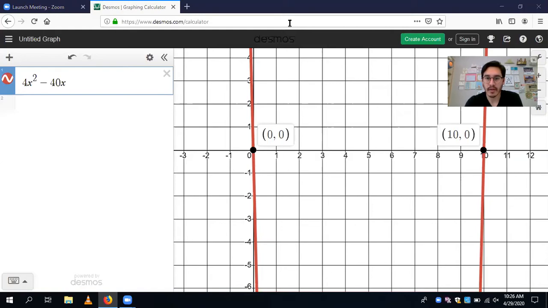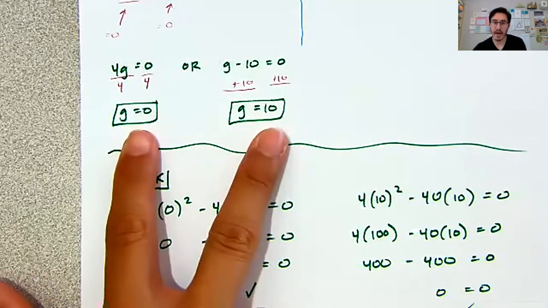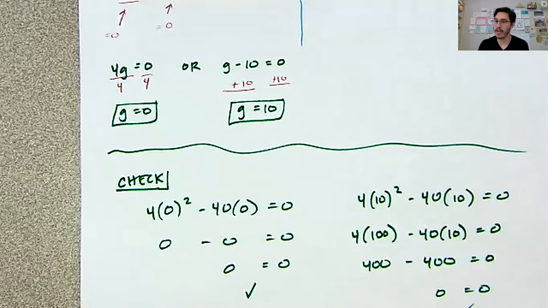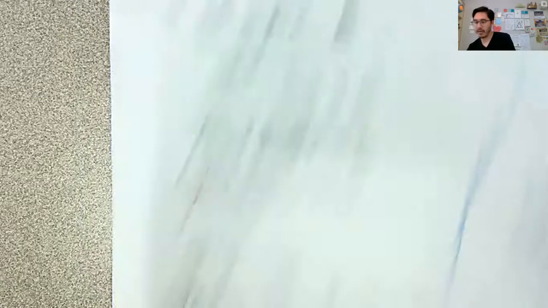Switching back. So there it is, right? So 0 and 10, right? Those were the solutions we found. And when we checked using the graphing calculator, we saw that those were the two locations where the function, the parabola, crosses the x-axis. All right, cool. Let's look at number 2 now.